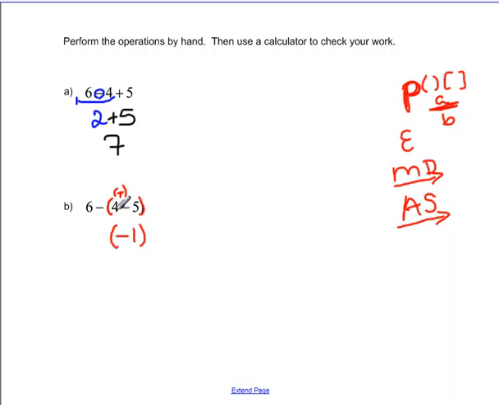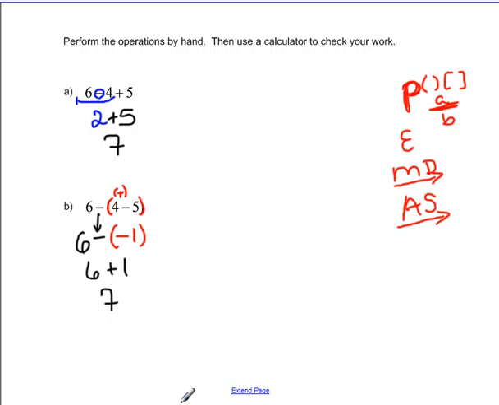Now that's still inside the parentheses. When I work inside parentheses, the parentheses do not go away if all I've done is what's inside those parentheses. So I'm going to bring down the 6, and I'm going to bring down this minus sign right here. So now I have 6 minus a negative 1. Well, we know that 6 minus negative 1 is the same thing as 6 plus 1. And so the answer to that one is also 7. But notice it's a very, very different process that got me to that answer.